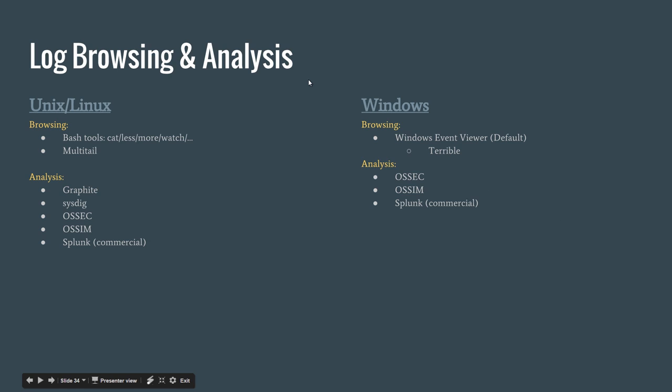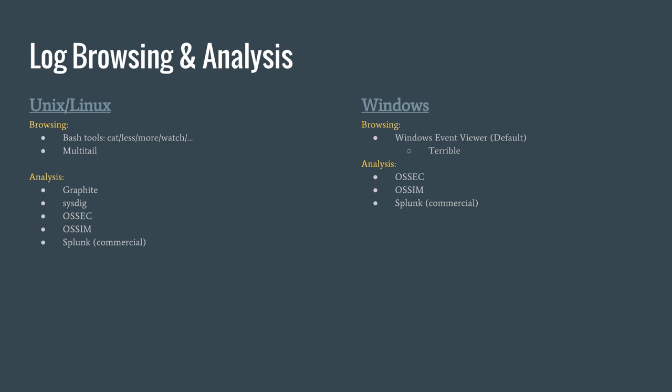For log browsing and analysis, the Linux tool systems are commonly just bash tools for reading files: cat, less, more, grep, watch. There's also multi-tail. For analysis, there are many options. I've only listed a few, but in my experience, Graphite is pretty useful. Sysdig is good. There's OSSec, OSSIM also in this category, and Splunk.